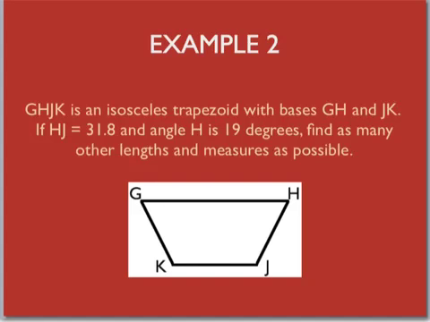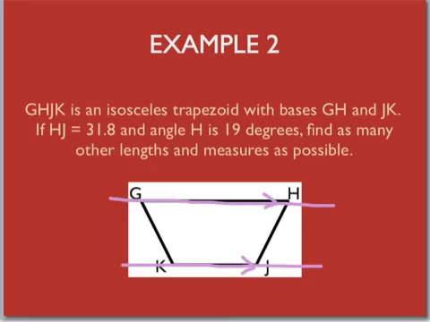Okay, GHJK is an isosceles trapezoid with bases GH and JK. That means that GH and JK are the parallel sides. Remember, if they're the bases, then they're the parallel ones. So this is parallel to this. Usually with trapezoids, you can tell by looking which ones are supposed to be parallel, but try not to make too many assumptions in geometry.